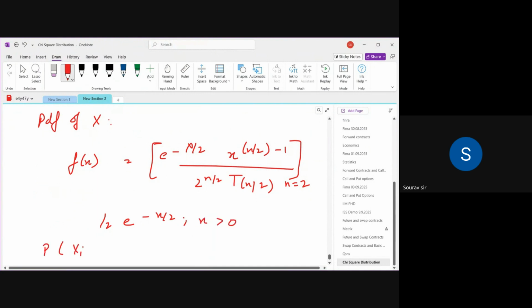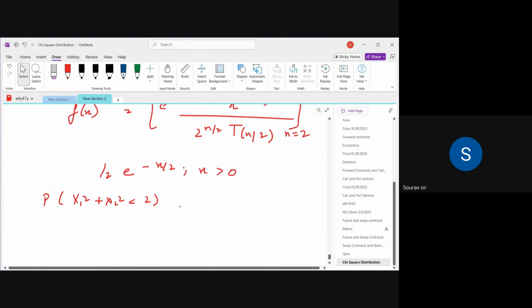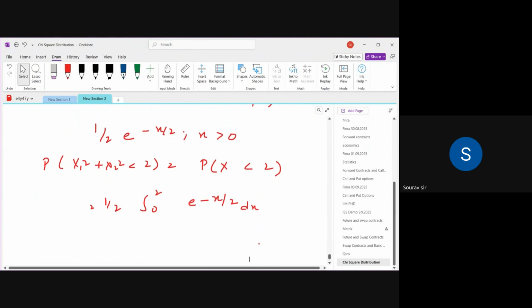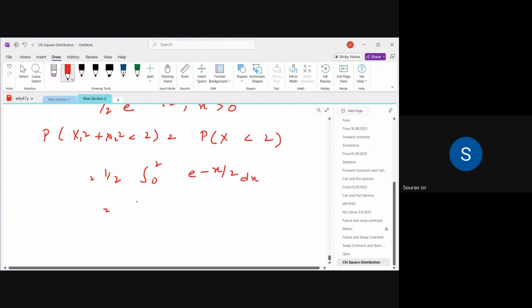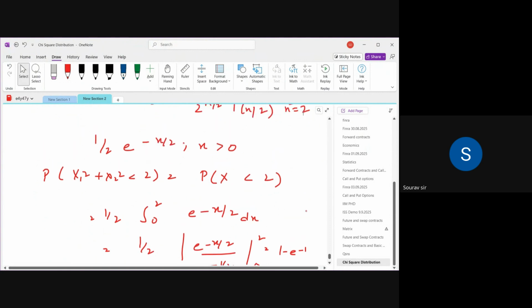Then the probability of X1 squared plus X2 squared less than 2 is equal to P of X less than 2. So that is half of the integration from 0 to 2 of e to the power minus x by 2 dx. That is equal to half of e to the power minus x by 2 divided by minus half, from 0 to 2. So that's the correct answer, very good: 1 minus e to the power minus 1. Okay. Next, another question.